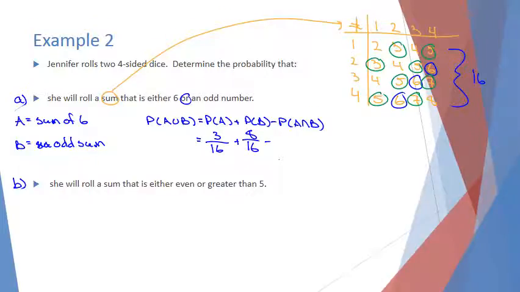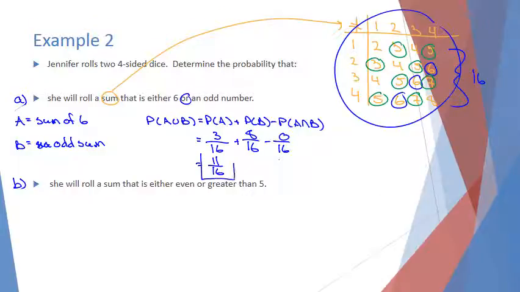Now we're going to look for the times that we have a sum of 6 and an odd number. Well, if you think about it, 6 is not odd, so it'll never happen. I can also go back and look, and there's never a time where I have one number circled twice. The 6s are circled in blue, the odds are circled in green, and they're never circling the same number. So it'd be 0, and I just keep the same denominator. So then 3 plus 8 is 11, so 11 over 16 is the probability that that would happen.